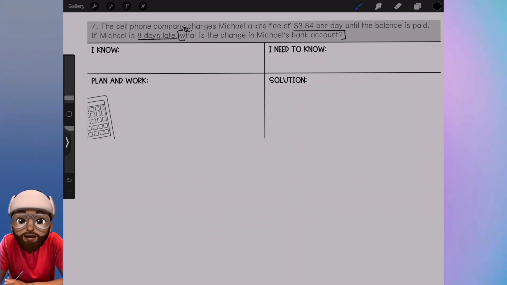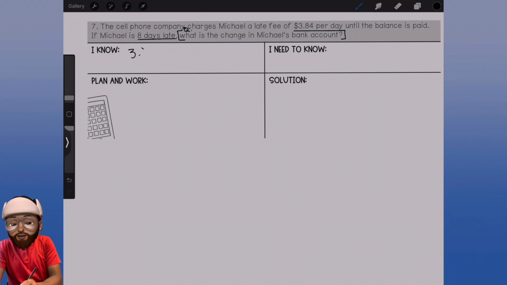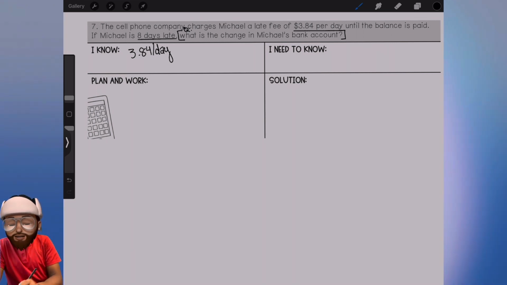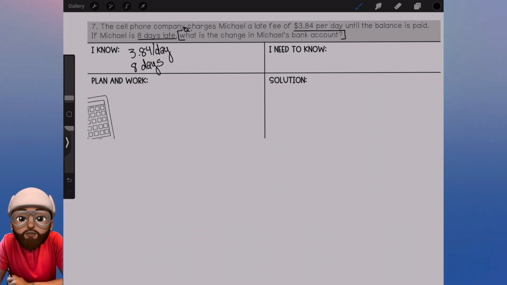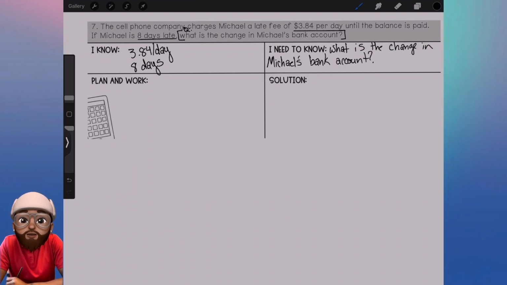So let's go ahead and write down first in the I know section the information that we know. The first information that we know is that he's being charged a late fee of $3.84 per day. So let's go ahead and write that under the I know section. $3.84 per day. The second thing that we know is that he's 8 days late. So we'll write that down as well. 8 days. Now, we need to write down what we need to know, which is the question that we're presented. What is the change in Michael's bank account? Let's write that now. Now that we have that written in the what I need to know section, now let's go ahead and do the plan and work section.